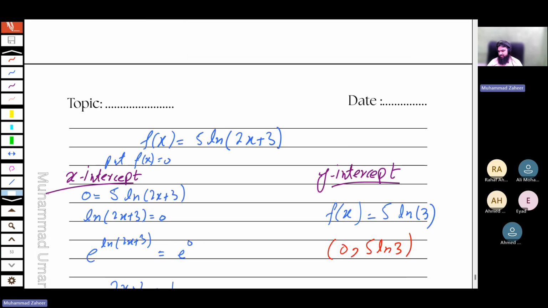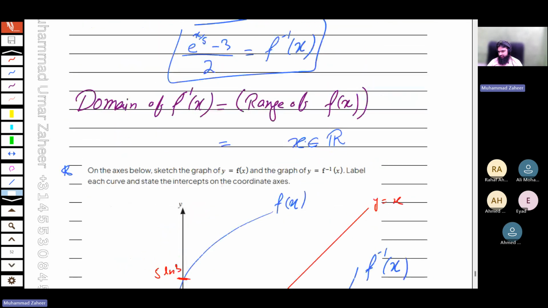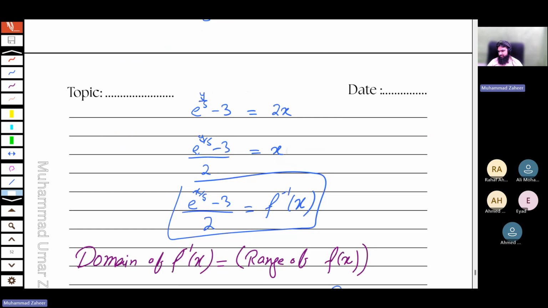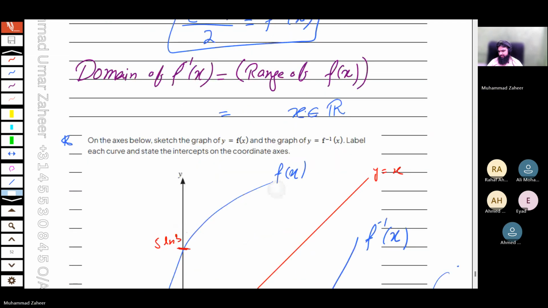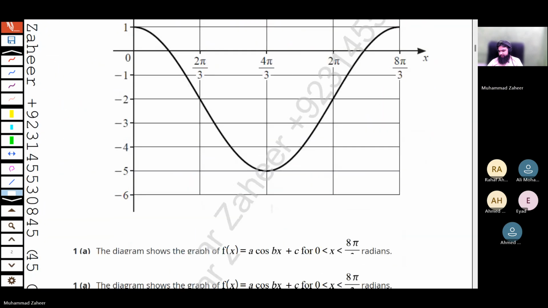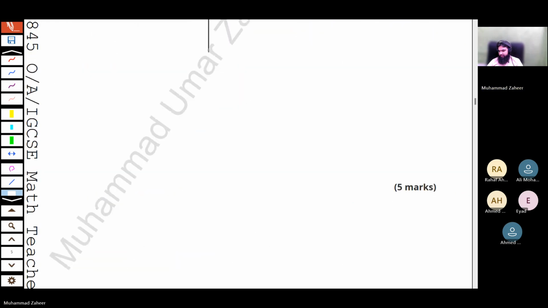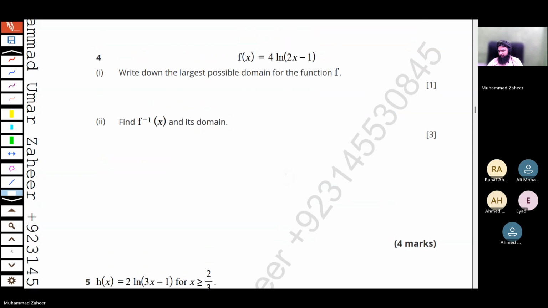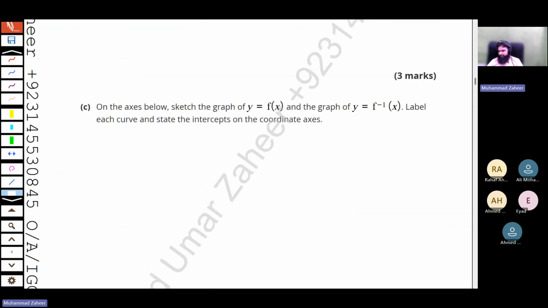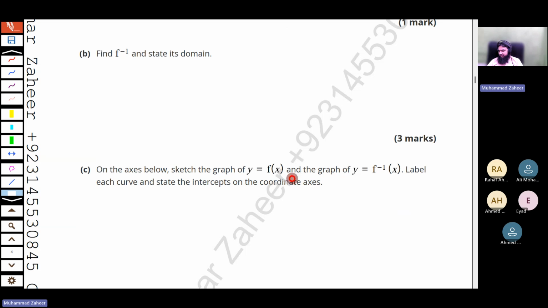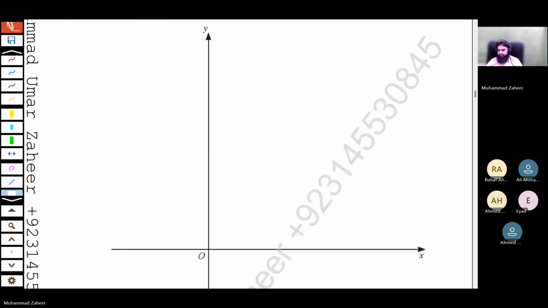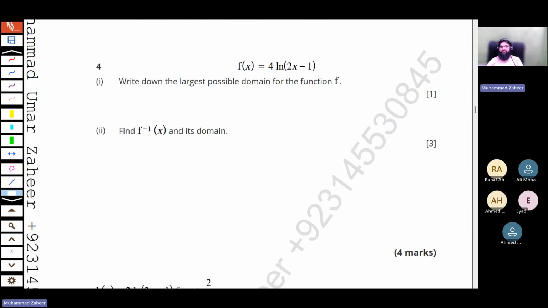In the last class we have done up to a certain question. For the last question, we had to sketch the graph of f of x and f inverse of x. Now we are starting from here. This is the last class we have on functions. All right, now we have question number 4.